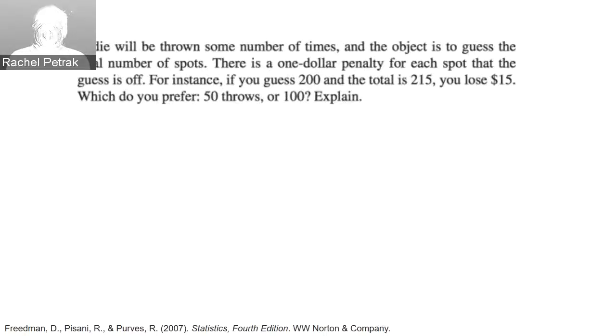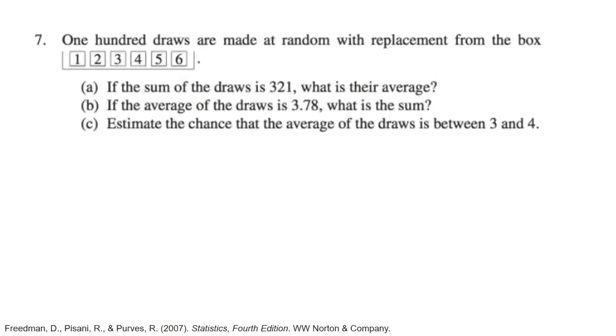Exactly, it's 50 in this case, because this is hitting home the idea that the absolute error goes up for the increased number of trials, and in this scenario, the penalty is based on absolute error, not the standard error. "100 draws are made at random with replacement from this box that's like a die. If the sum of draws is 321, what is their average?"